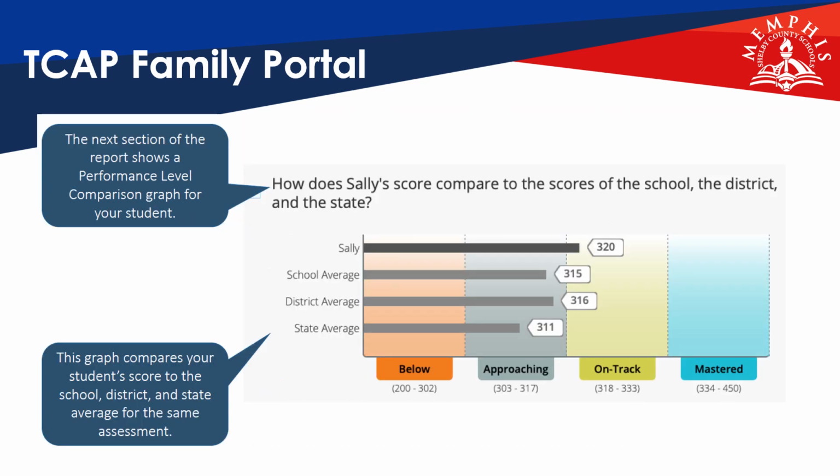The last part of the TCAP score report actually shows you how your child scored in comparison to other students at the school, at the district, and the state level. And they put this in graph form for you. If you look at the example on the screen, you will see that this student, Sally, scored a 320, and it shows that she outscored other students at her school, at the district level, and the state level.